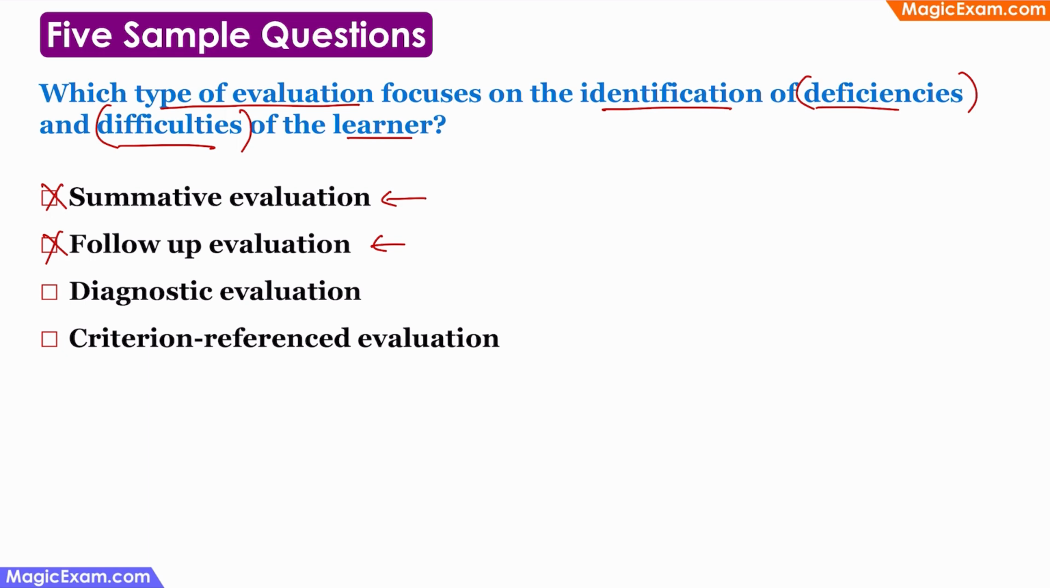And criterion referenced evaluation, where you are assessing candidates against a specific criteria, like the CTET exam, where the pass criteria is 60%. So criterion referenced evaluation is also a form of summative evaluation. Therefore, this cannot be the correct answer. Therefore, only diagnostic evaluation, where you are doing an in-depth study of a particular learner and trying to identify the deficiencies or the difficulties of the learner as to why he is not doing well in a particular topic or an area, is the correct answer for this question.